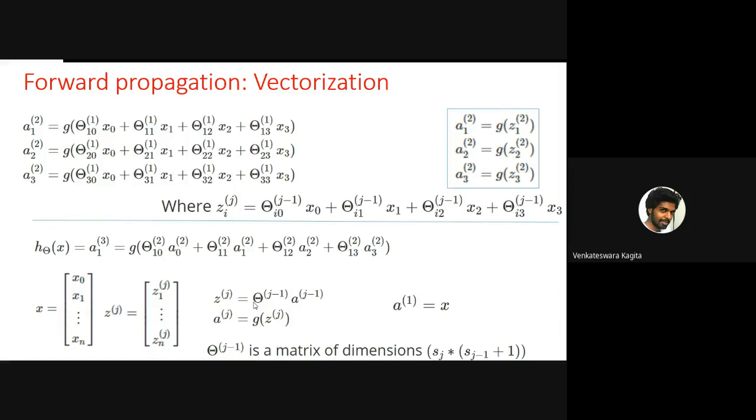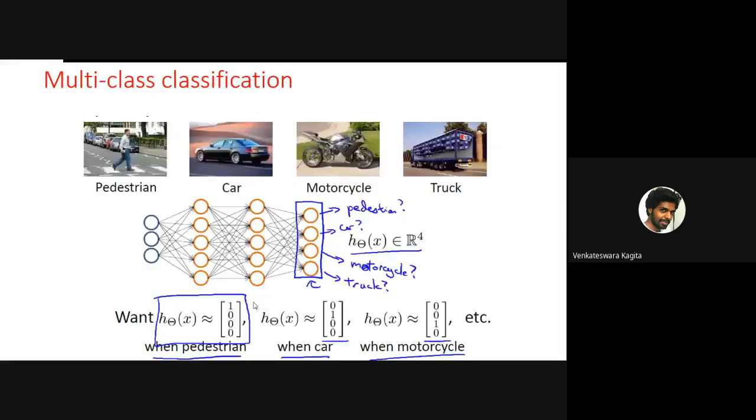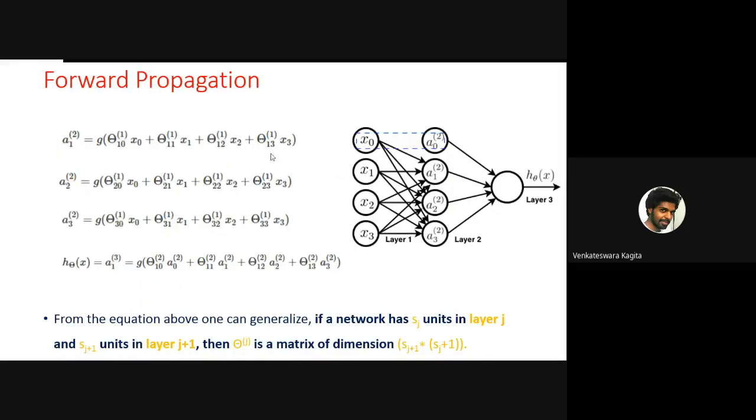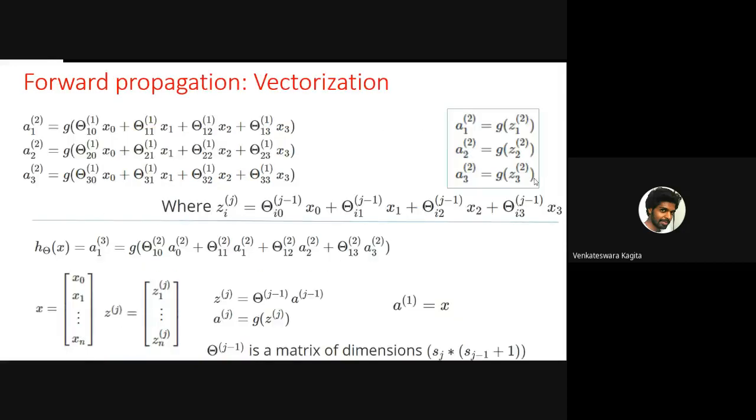Vectorization is important to take computational advantage of the computer architecture. So this is for the single class we have discussed, right? If h theta of x is close to 1, then it is 1; if h theta of x is close to 0, then it is 0, isn't it? That is for a single class, I mean a two-class problem, a binary classification problem.